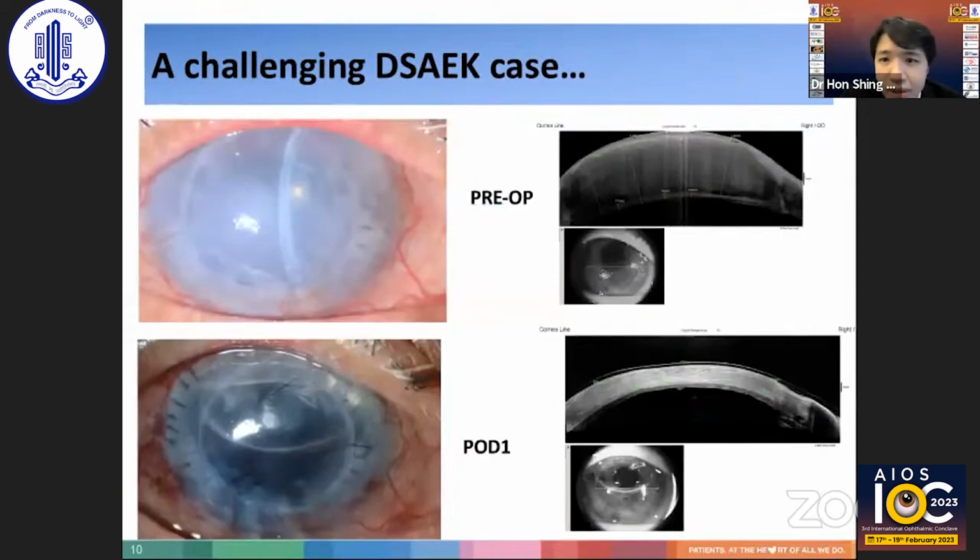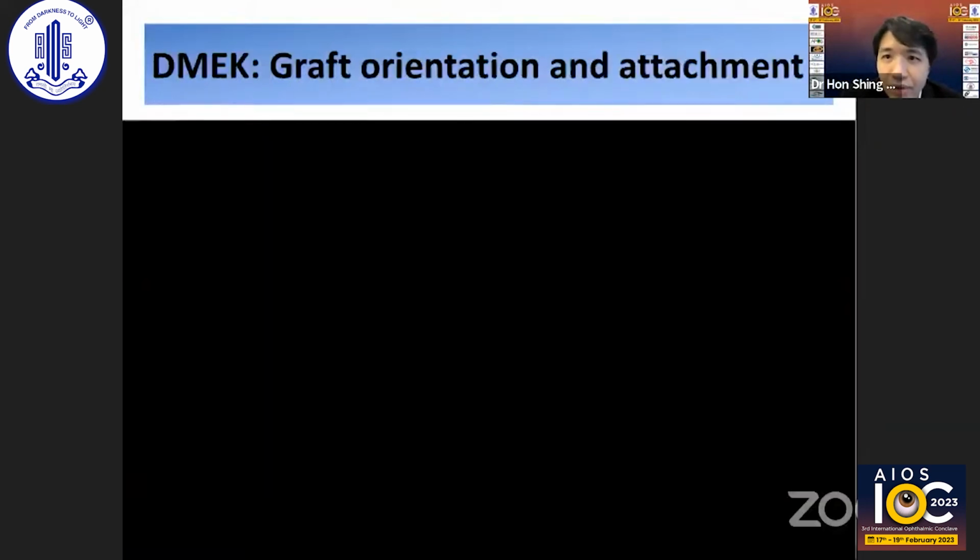So post-op, her DSEK graft is fully attached, and you can see that her cornea is relatively clear even at day 1 compared to her opaque cornea preoperatively. And her edema has improved markedly with the newly transplanted functioning endothelial cells.